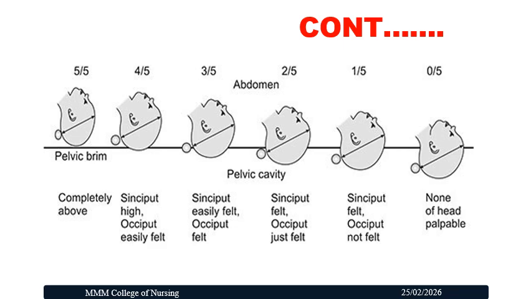2 by 5 is sinciput felt, occiput just felt above the pelvic cavity. Okay. Then 3 by 5 sinciput easily felt and occiput also felt. 4 by 5 means sinciput high, occiput easily felt. Then 5 by 5 means completely above the pelvic brim.